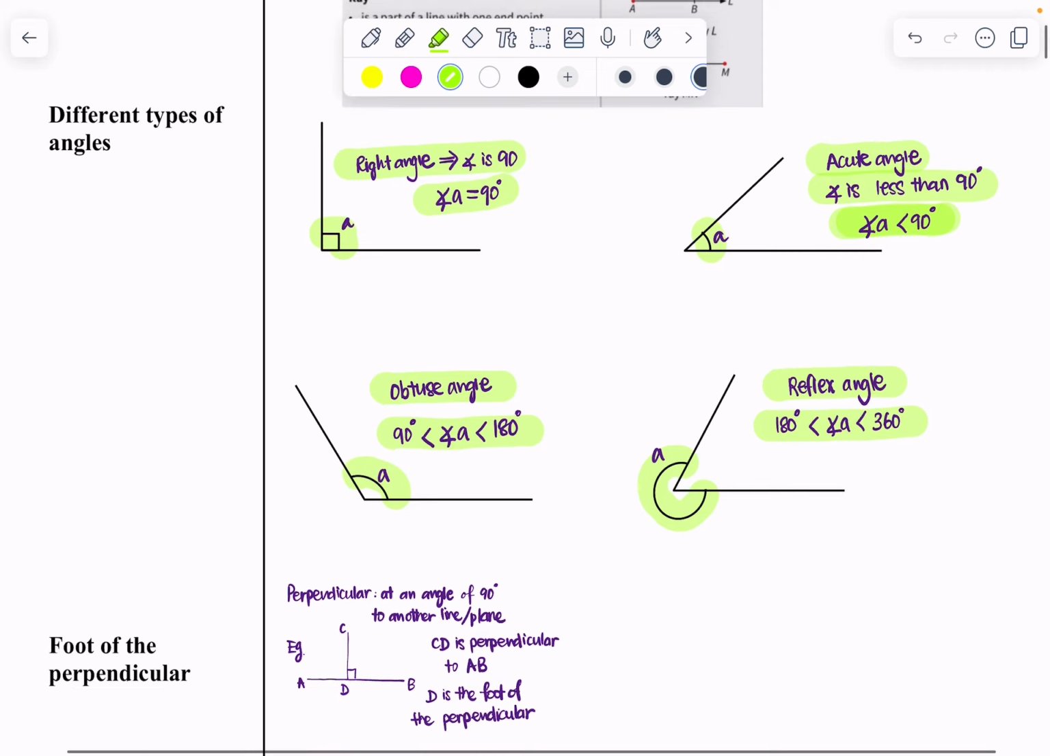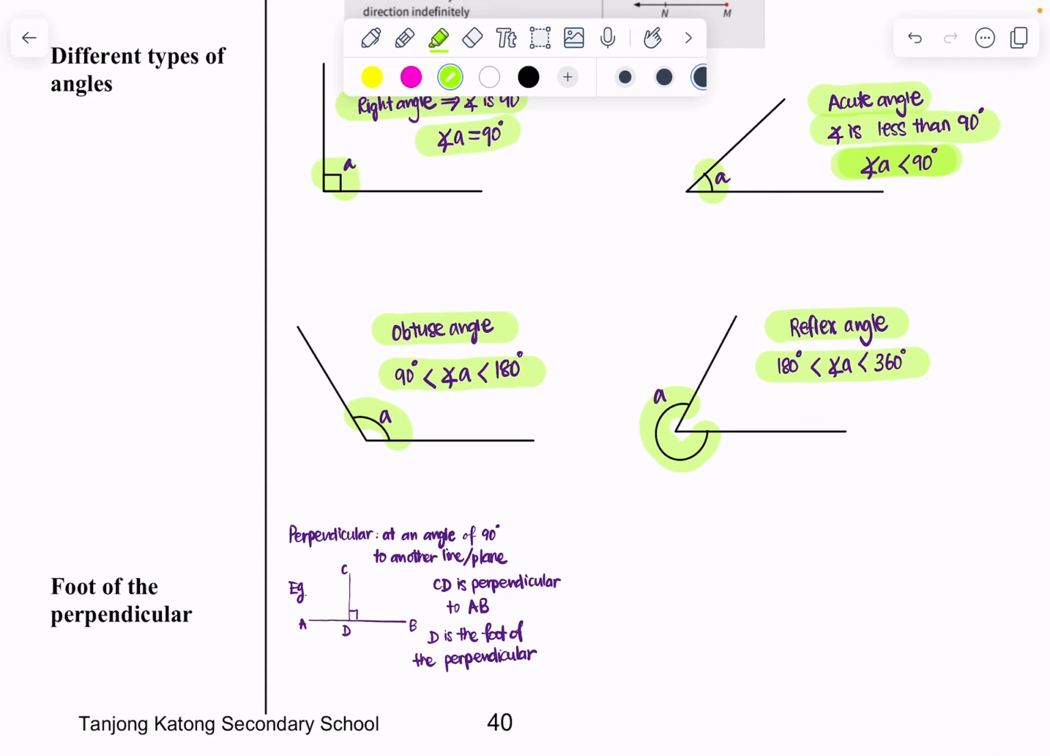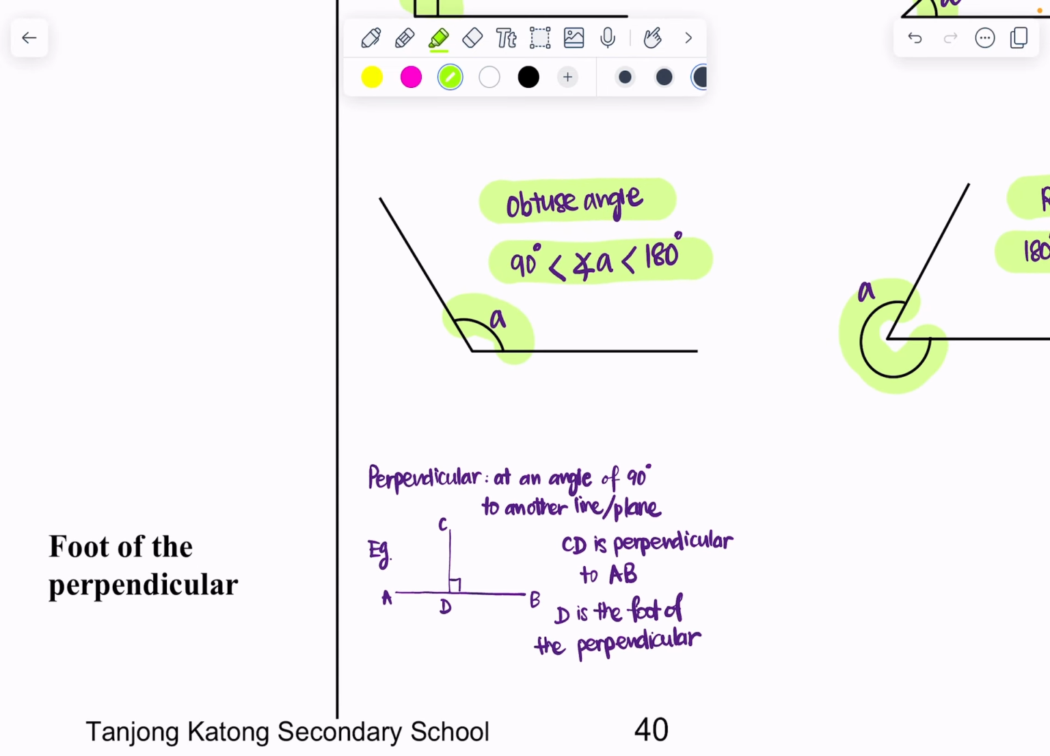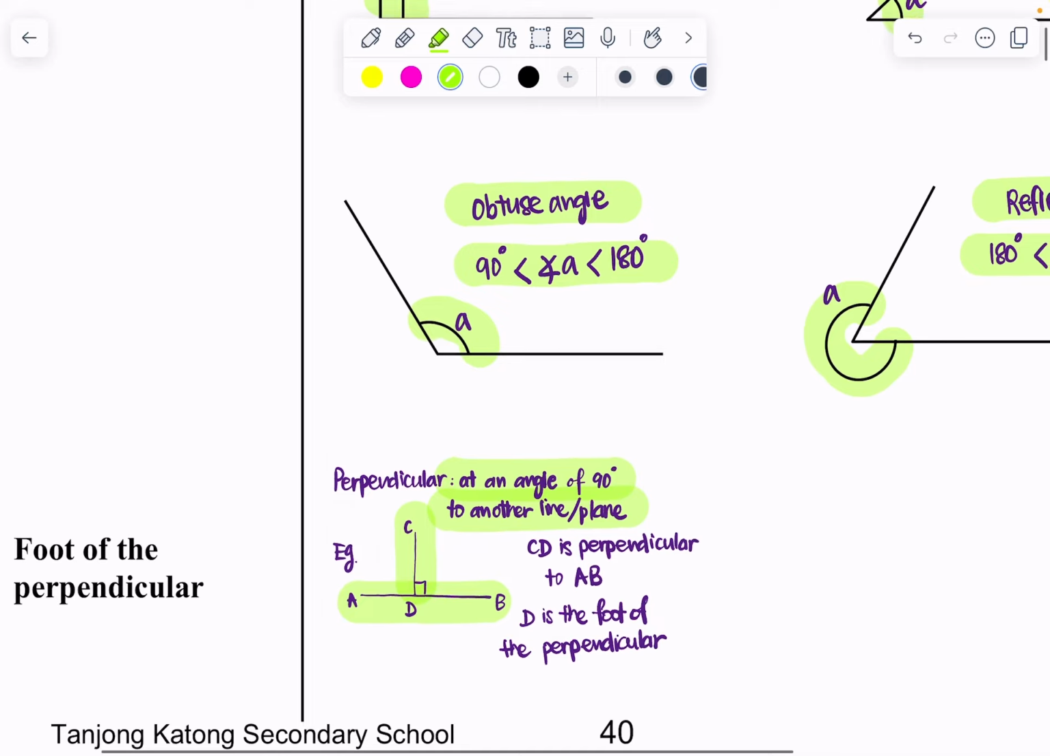Next, let us look at what is foot of the perpendicular. A perpendicular means a line which is at an angle of 90 degrees to either another line or a plane. So in the example that I've drawn here, the line CD is perpendicular to the line AB. And we say that D is the foot of the perpendicular. It's basically where the perpendicular line meets the other line. So D is the foot of the perpendicular.